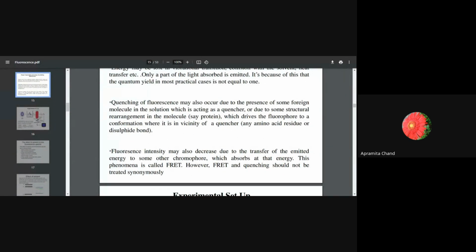Also, the fluorescence intensity can decrease due to the transfer of the emitted energy to some other chromophore which absorbs that energy. This is also called FRET, and we will also look at that.